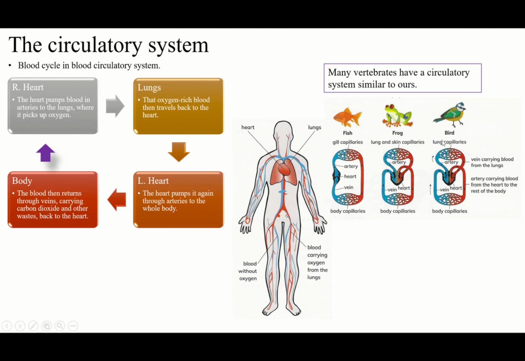So what about the bird? A bird has a circulatory system very similar to the human, which is like that. With the blood traveling like this, as you see here. Here are the lungs, the heart is there, and here is the body. And you know that the blue one is vein and the red one is artery, same as the human, as I showed you before. So a bird has a circulatory system very similar to the human body.